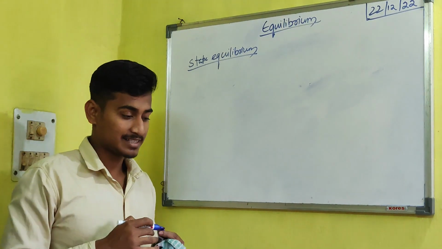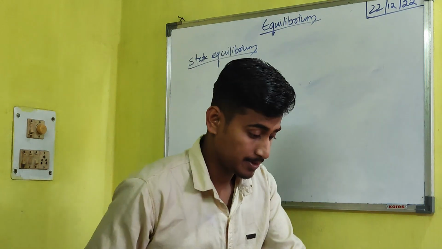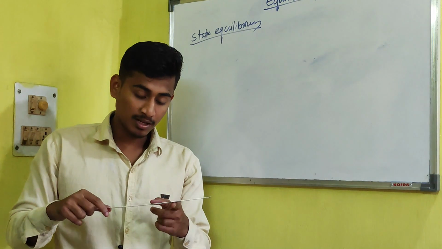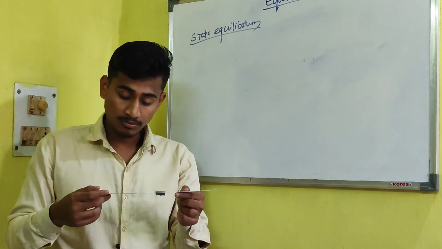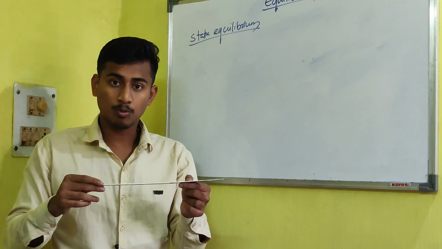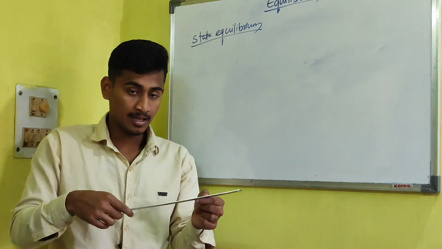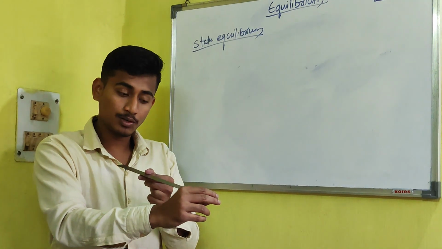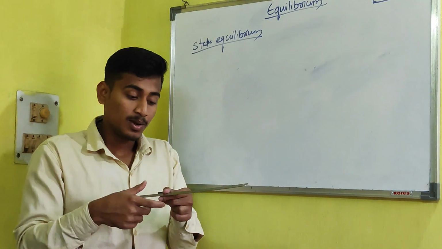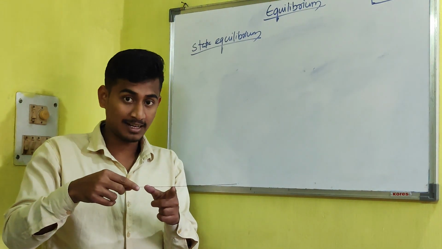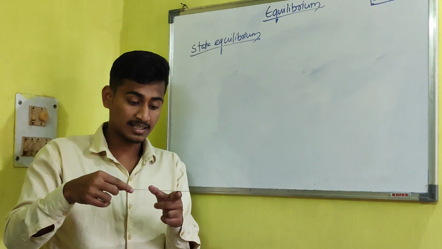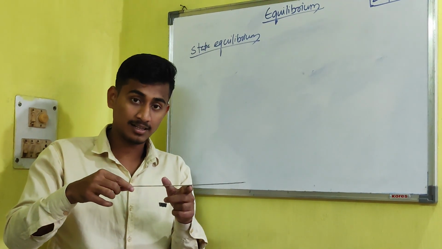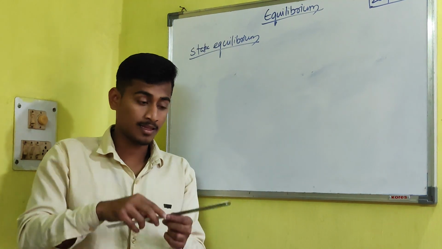Let us take an example. We can take a scale. If we keep our finger in this position, then the scale moves this side, which means the force on this side is greater than this one. If we move the finger to this side, then the force is higher and it will move downside. If we keep our finger in the middle, the center of the scale, then it will be fixed. There is no movement, which means the net force is equal to 0.